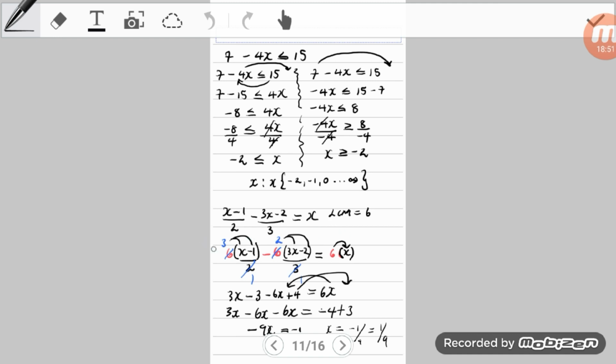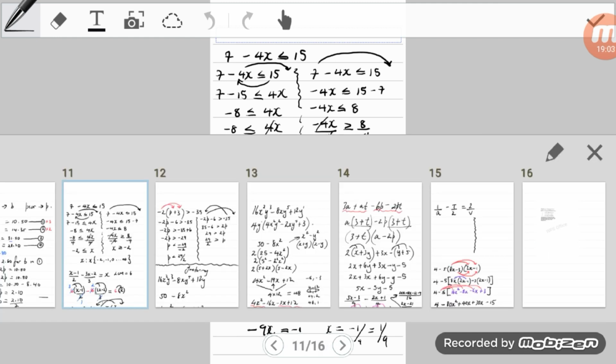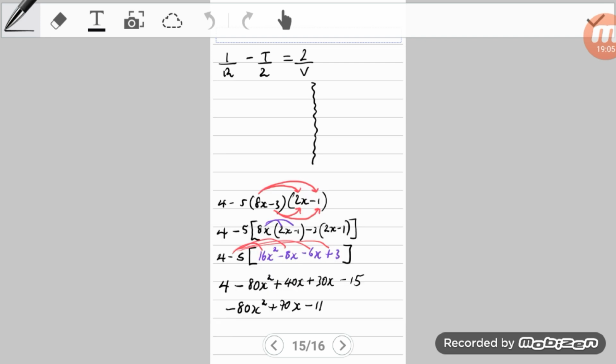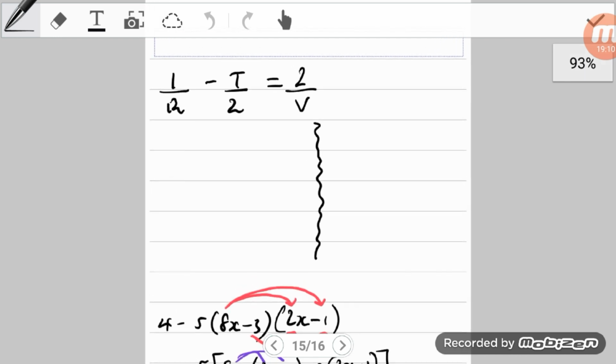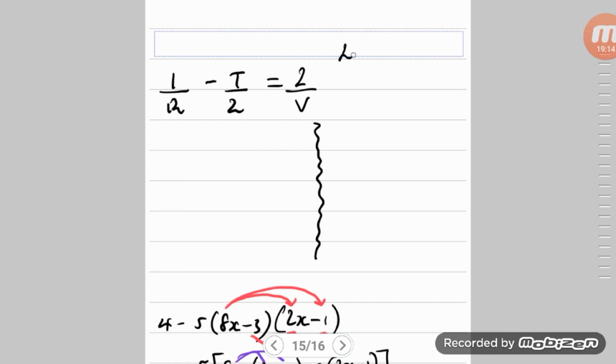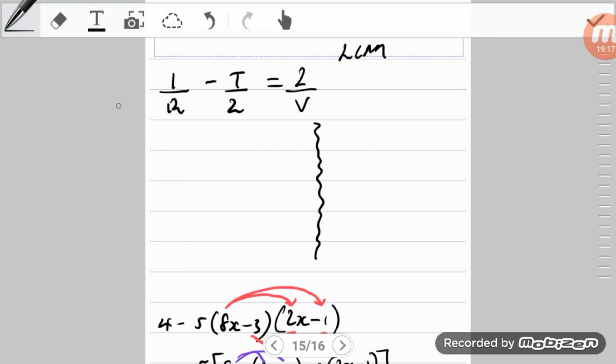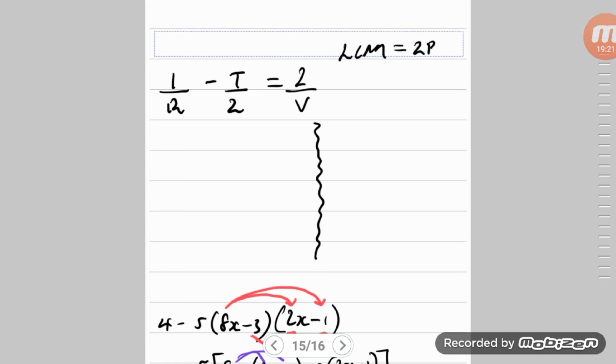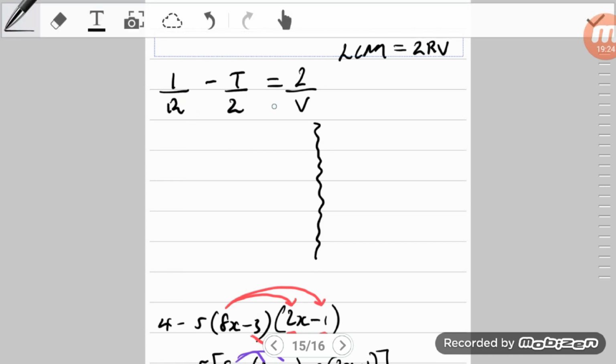I would just state what the LCM is, and then I would use the LCM to multiply each of the variables or the terms that are in the equation. So it's kind of similar here to what we're doing, except that we're not actually going to get a numerical value for our answer. We're going to actually get an expression for our answer. So here, the LCM, once again, is going to be equal to the product of the denominators, which in this case here is going to be 2RV. 2 multiplied by R multiplied by V gives us 2RV.